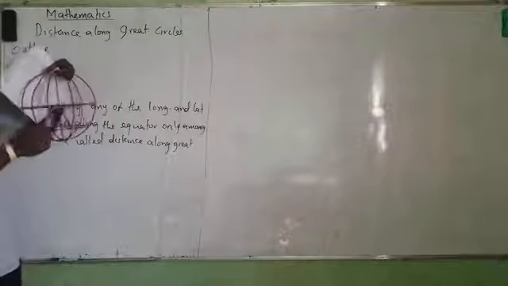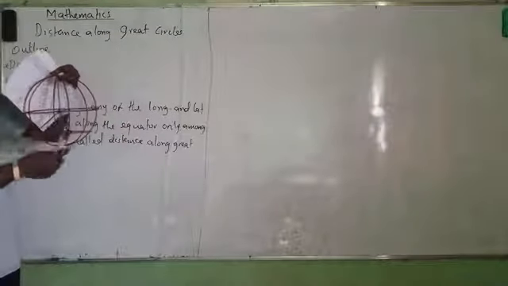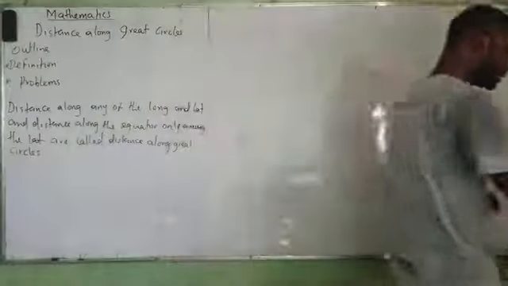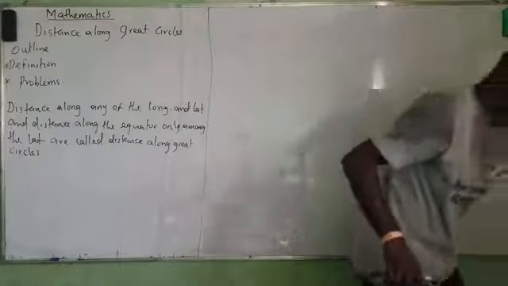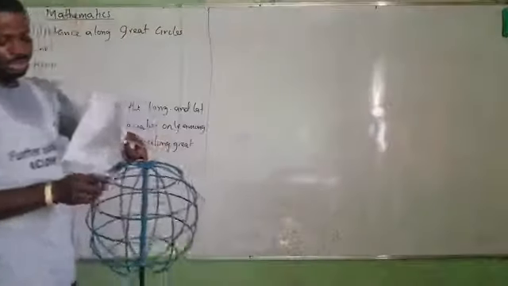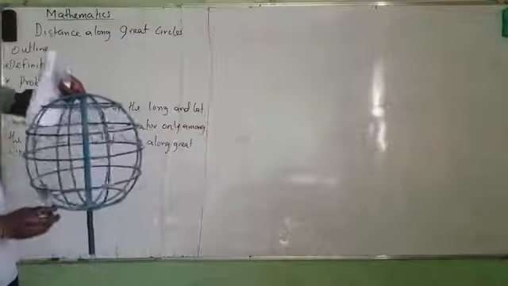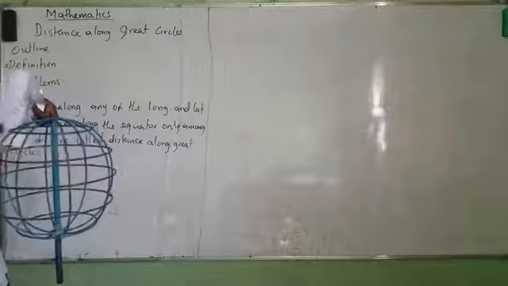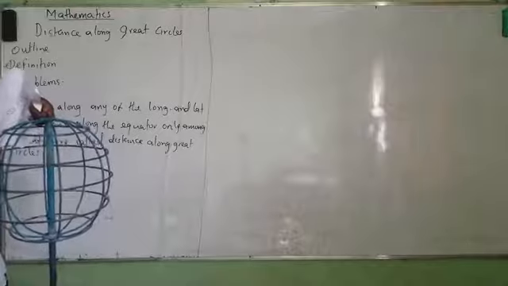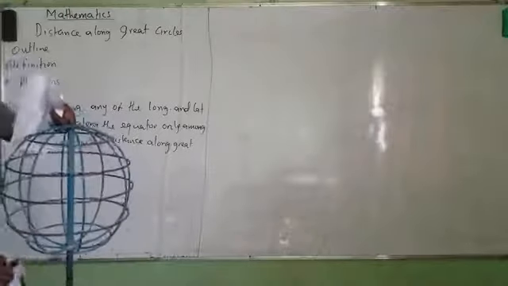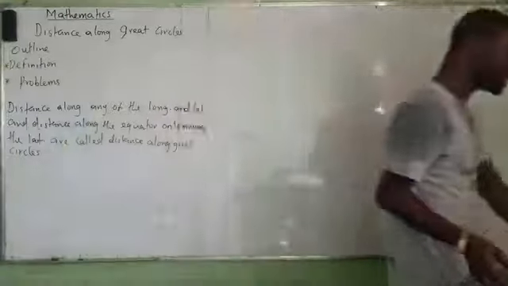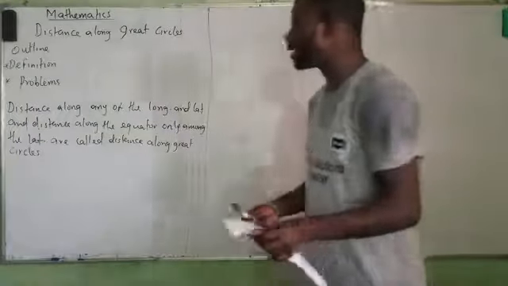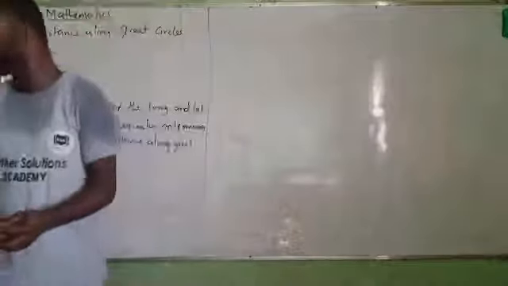Distance from here to here is known as what? Great circle. And don't forget, it also could be distance from here to here. That is also a great circle. Distance from here to here, from here to here, is also a great circle. It depends on how the question comes. Please take note of that. Very important. I think with this you should understand the definition.